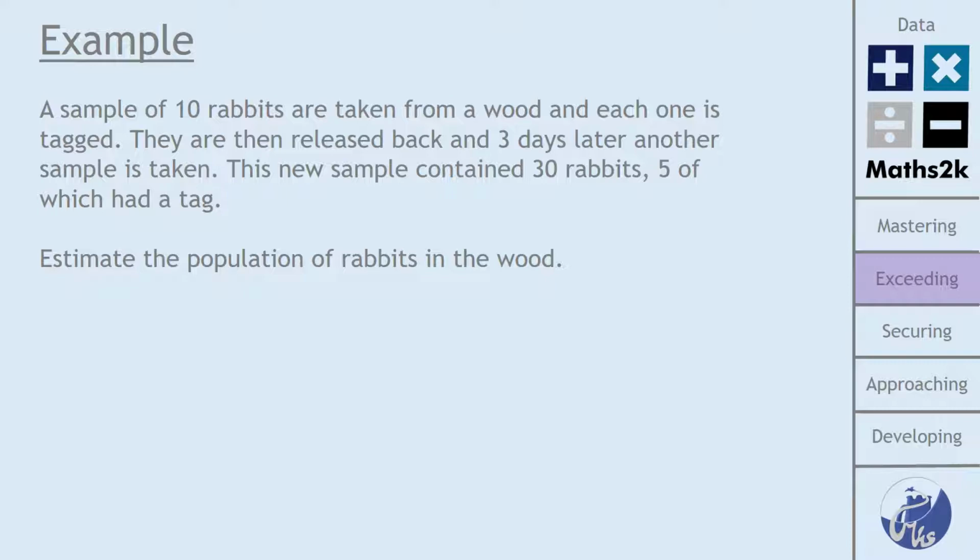So here is an example and how it could look in an exam where you're told about a population of rabbits, and so a sample of 10 were taken from a wood and each one is tagged, that they're marked or in some way made easily identifiable if we wanted to see them again. They are then released back and then a second sample will be taken. This new sample here contained 30 rabbits, of which 5 had a tag from the original bunch that we sent back. Now this is enough information that you could estimate the population of rabbits in the wood. So what we need to know is how do we use this information, and what kind of assumptions would we be making in order to get an estimate for the population.